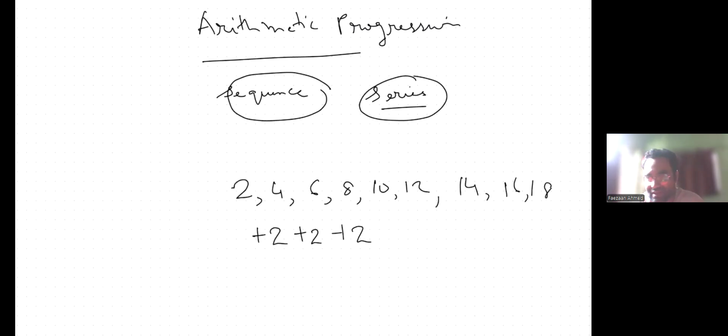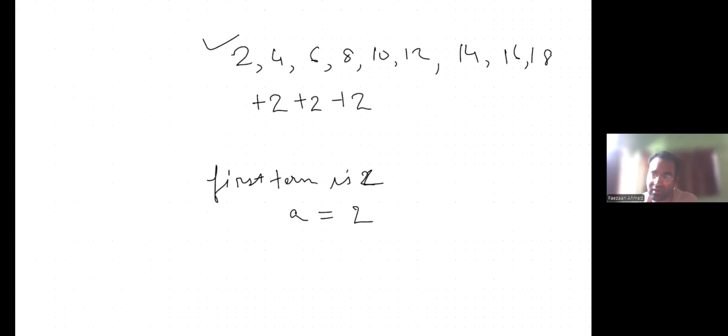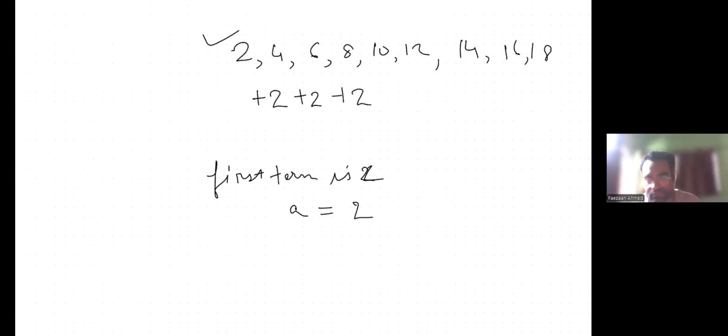Okay, what else? So if you look at this sequence of numbers, the first term is 2. We call this the first term. So what is the first term? The first term is actually 2 because that is the beginning part. And there is a name for the first term. We call it A. So we'll say A is equal to 2. What is A? It is a commonly used symbol for the first term in an AP. Okay. This is A and this is 2.